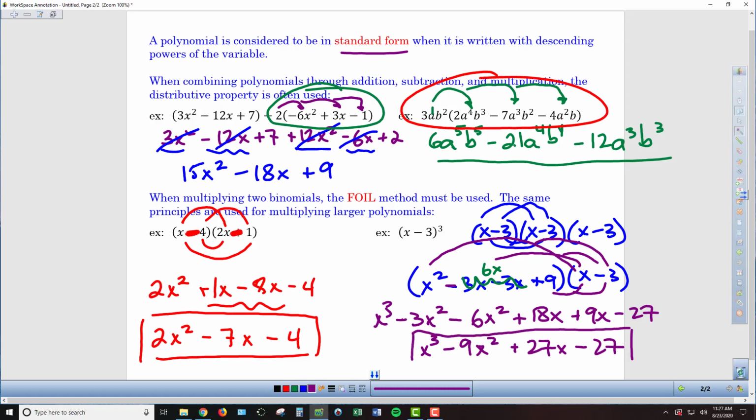And so there is our result of cubing out x minus 3 cubed, which is decidedly different than if we had just cubed the individual pieces and written down x cubed minus 27. So we just have to make sure that we remember that this is a FOIL question in principle, and that's the approach that we need to take.